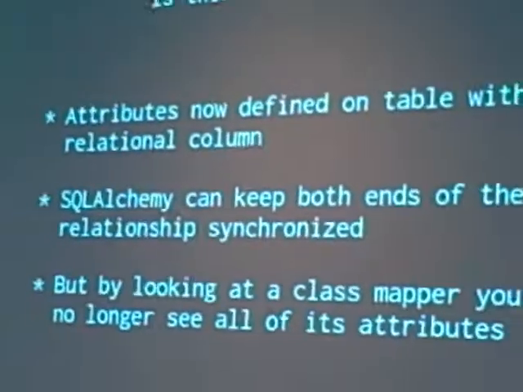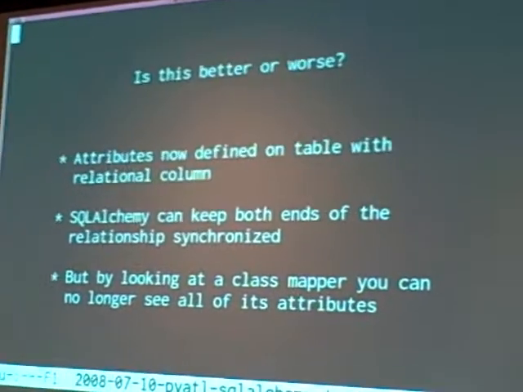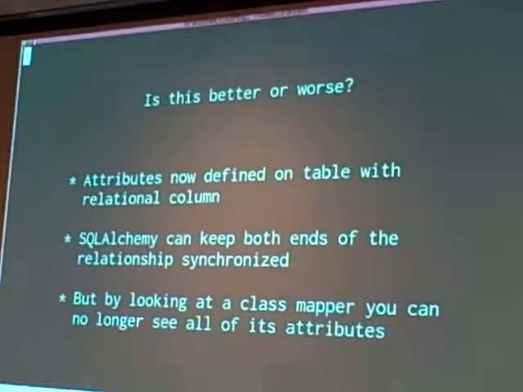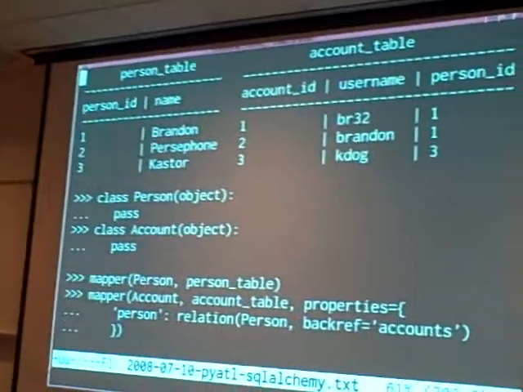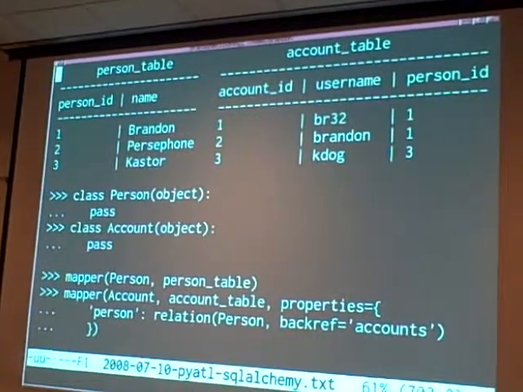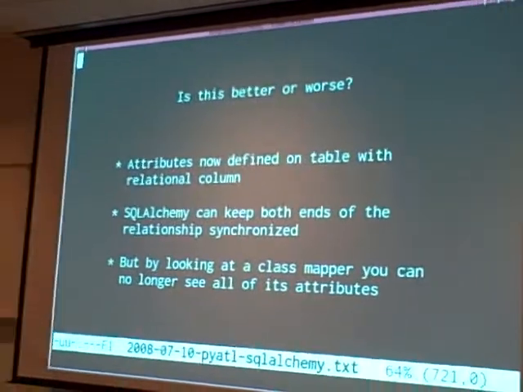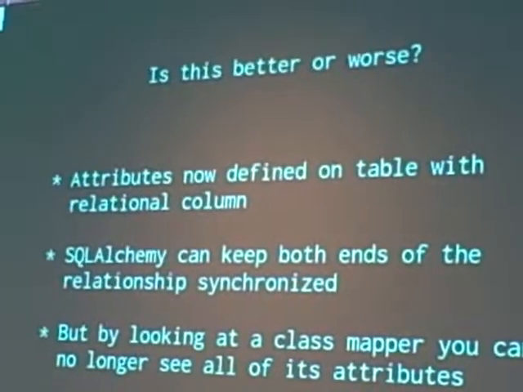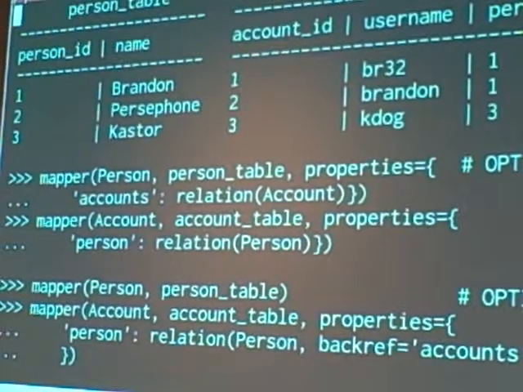So when you do things that way, what does that mean? Attributes now defined. Oh, you get to keep the attributes all in one place. Going back up one slide, we just get to put in one place all of the details of what we want it to do with that person ID up there. SQLAlchemy can keep both ends of the relationship synchronized. The one thing I don't like about it is that by looking at a class's mapper, you can no longer see all of its attributes.